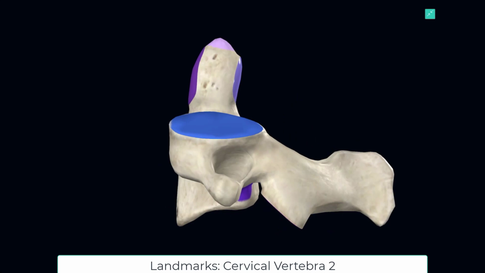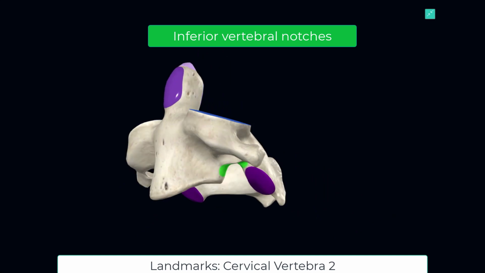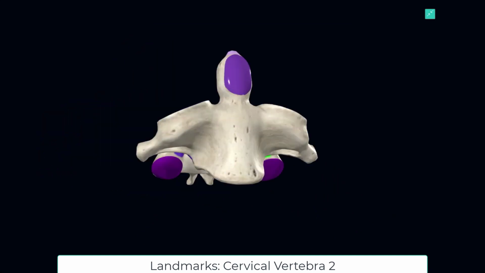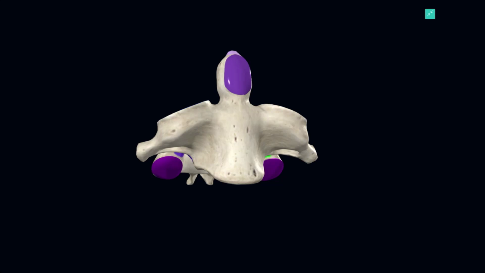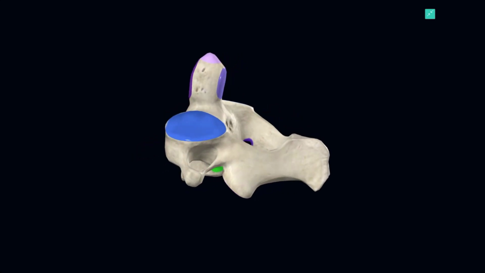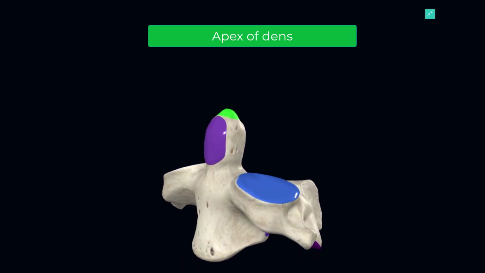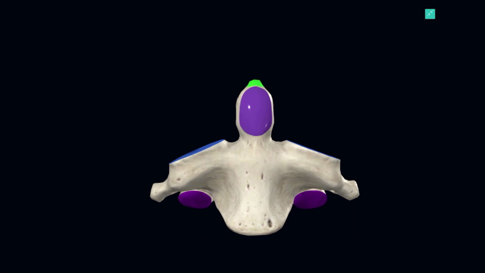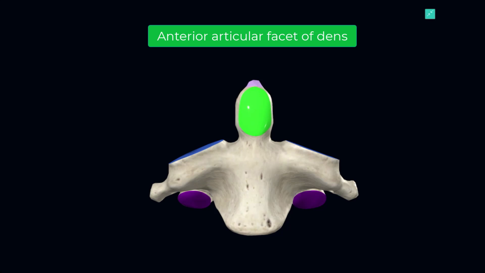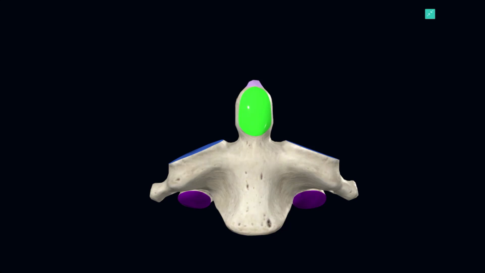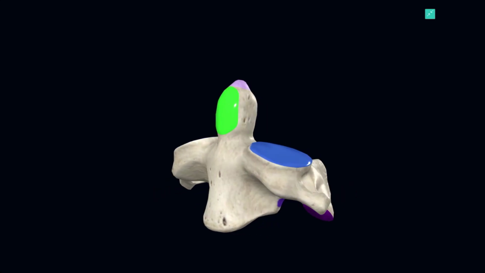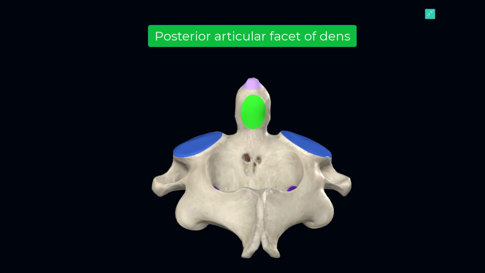On a pedicle, we don't have superior notches, we only have inferior notches, which create an intervertebral foramen with the C3 vertebra. We also, on the dens, have 3 extra landmarks. This we call an apex of dens of the C2. And because this is the anterior part, we are going to call that an anterior articular facet of dens of C2. And because this is a posterior view, this will be a posterior articular facet.